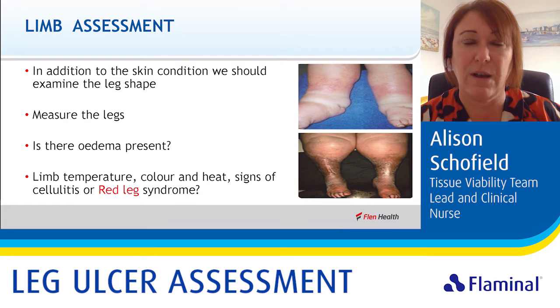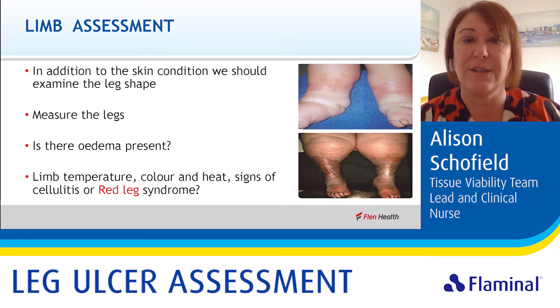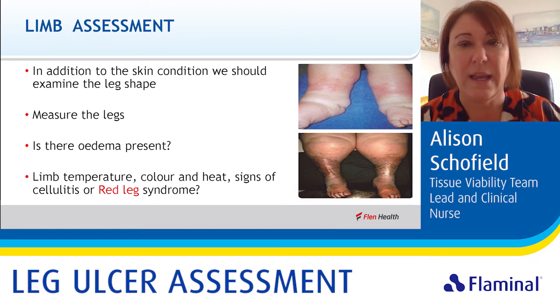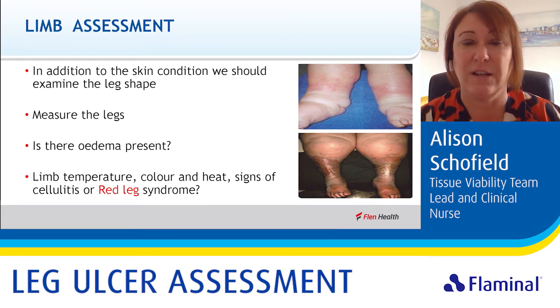We also want to assess the limb temperature through touch. So we're looking at the colour. Are there any signs of heat? Is there signs of cellulitis, or is it red leg syndrome? Now, red leg syndrome is usually bilateral legs, whereas one leg with red, heat, pain, all those clinical signs of infection, may be cellulitis, but we need to get that assessment right, because we don't want to be over prescribing of antibiotics. Red leg syndrome is an inflammatory response within venous disease.